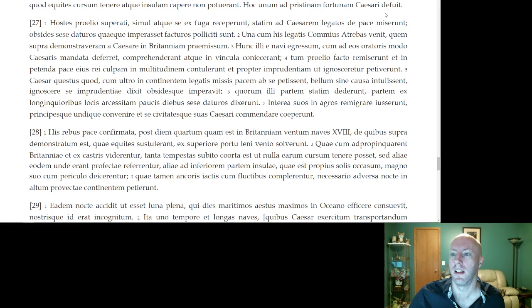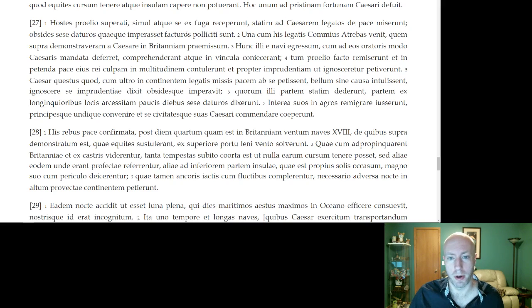immediately they sent to Caesar legates. They sent ambassadors, emissaries about peace or concerning peace. De here meaning more about or concerning rather than down from. So they sent legates of peace, ambassadors. They sent, and polliciti sunt.